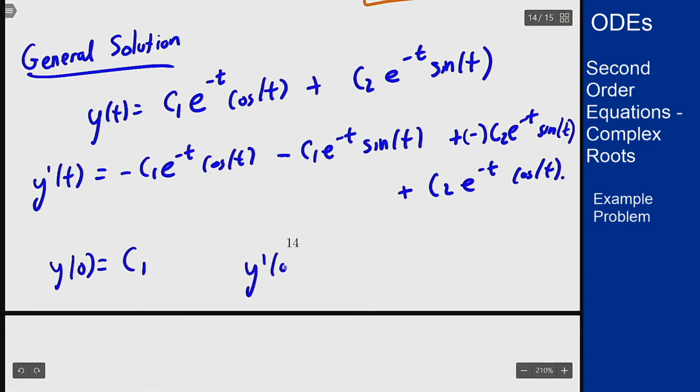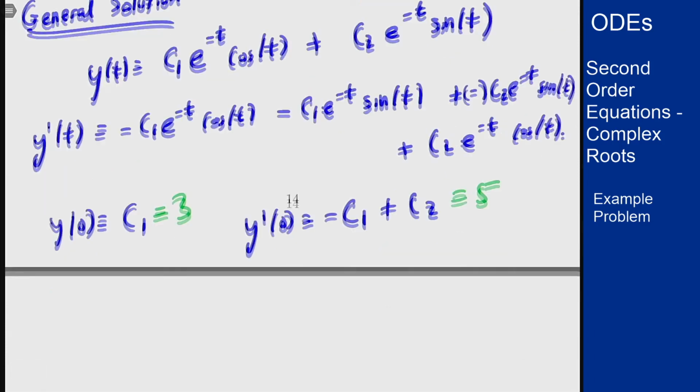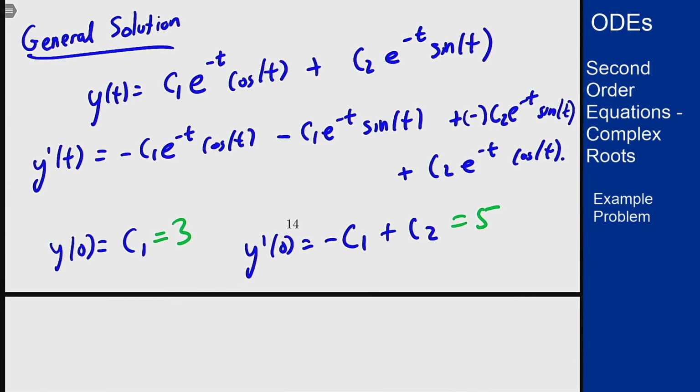And y'(0) is going to be, again, the sine terms go away, so I will see a negative c1 from this first term, and I will see a c2 from the last term here, because this has a cosine in it. So this -c1 shows up, this c2 shows up, these two both go away because they are sine terms. Now, for initial conditions, I wanted that y(0) was 3, and y'(0) was 5. So with this, I can solve for the constants. I know that c1 must be 3 from this equation right here.